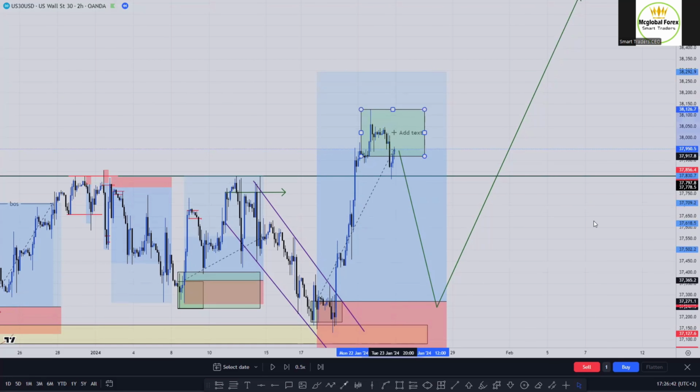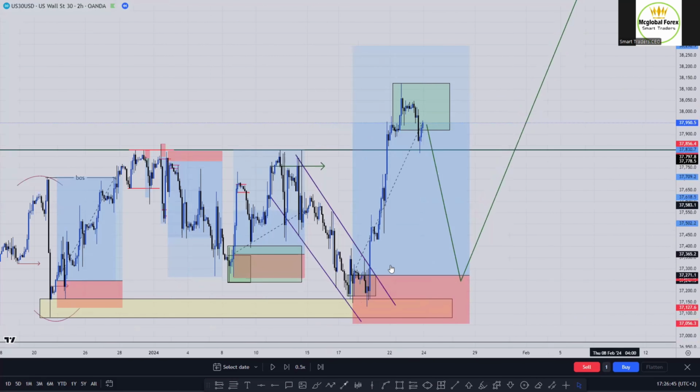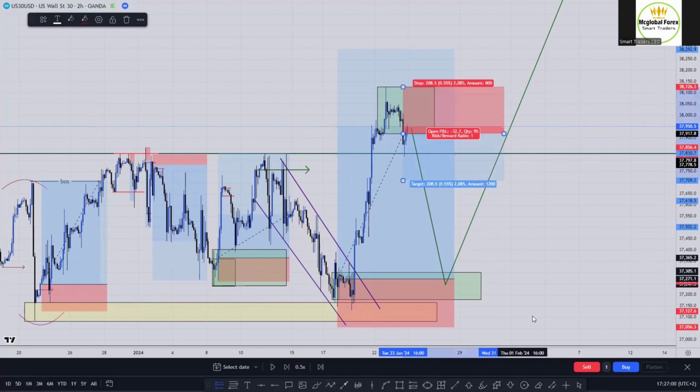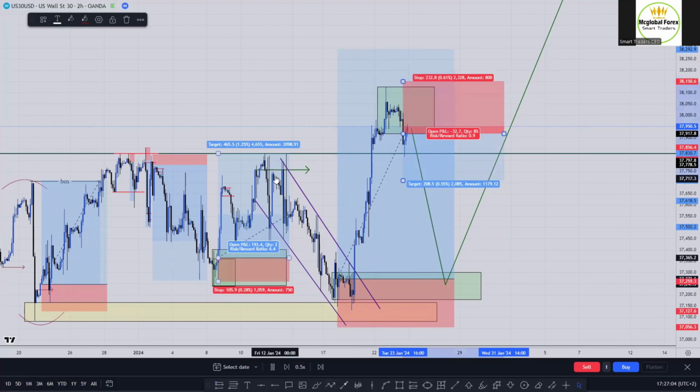So that region, it literally presented opportunities like this. So they can actually sell into this zone. So you could have even taken a sell even straight away down here, or even when they started to pull back, you could have even entered your trades, something like this.